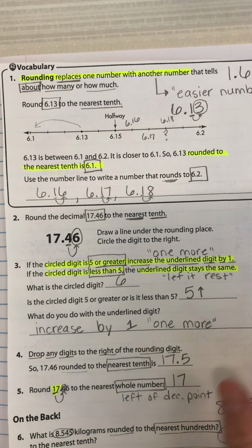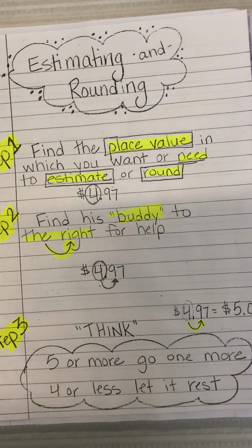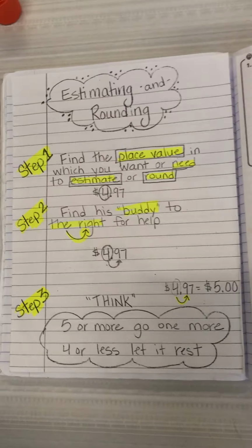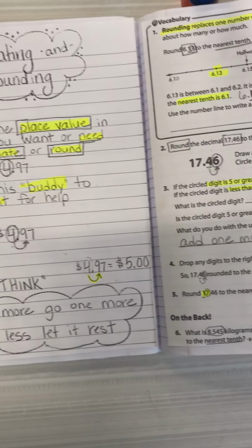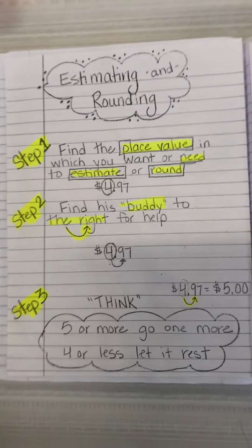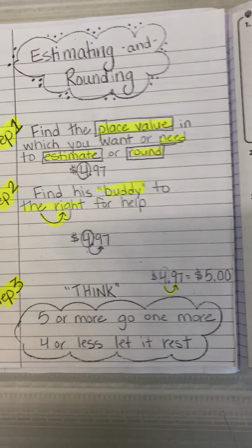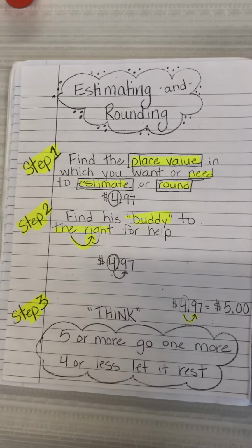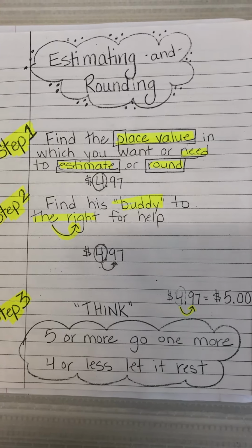All right, now on your left side, my hope is, switch notebooks, that you either printed and glued this to your left side, so you have your notes for 1.6 on your right and your other chart on the left, or you copied this by hand. Either way, you've got to get it in your notebook because this will help you when you're estimating and rounding, whether it's whole numbers or decimals.